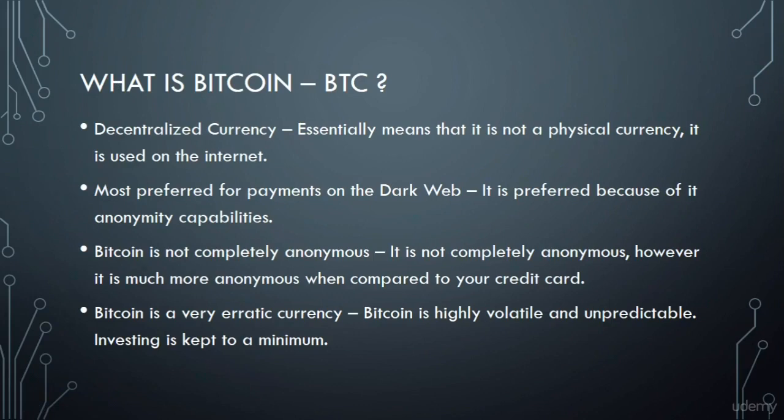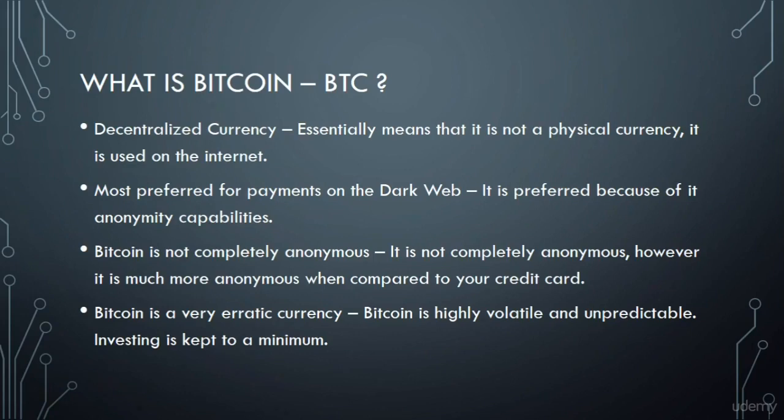So let me explain what Bitcoin is. Bitcoin, firstly, is a decentralized currency, which essentially means that it's not a physical currency. It's used on the internet. It's not a currency that you can have physically. It's a currency that is essentially worth value on the internet or digitally. So if today the internet were to collapse, Bitcoin would also collapse with it, and it will not have any real value. However, it does have value because the internet is such a widely used tool.